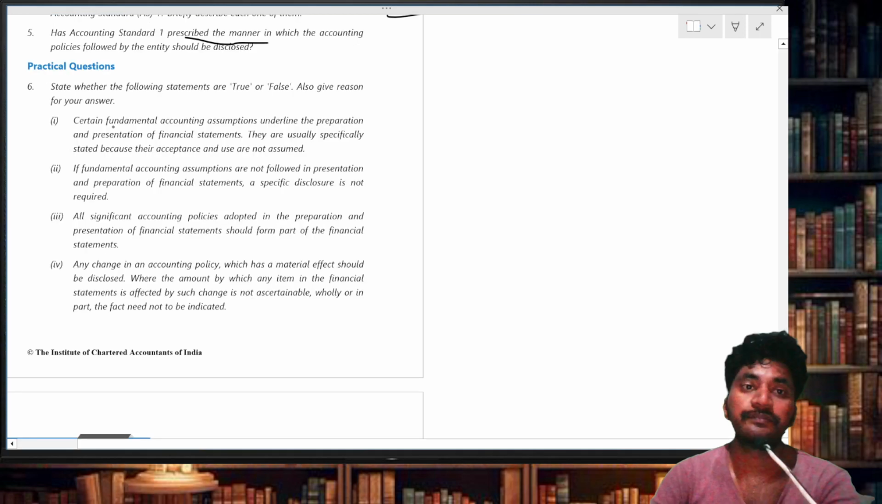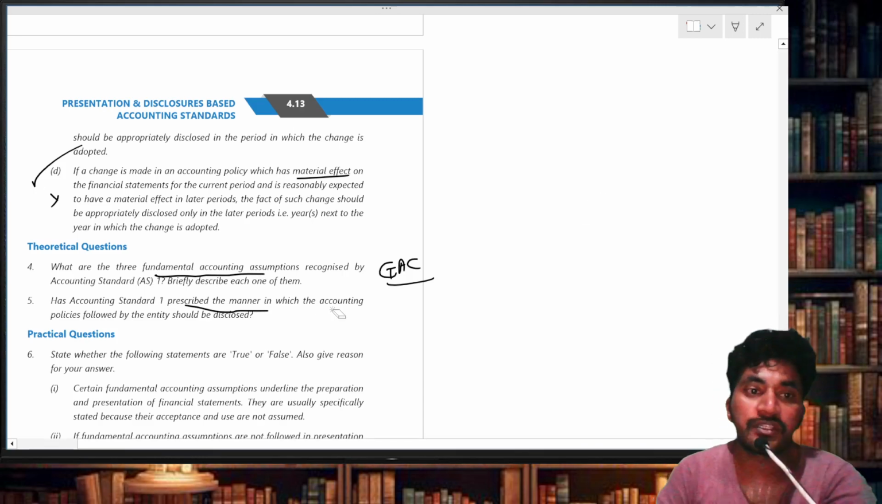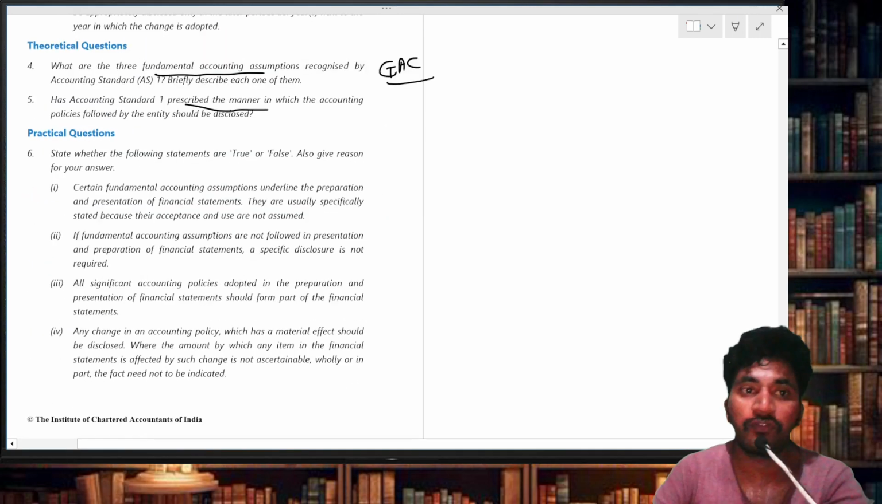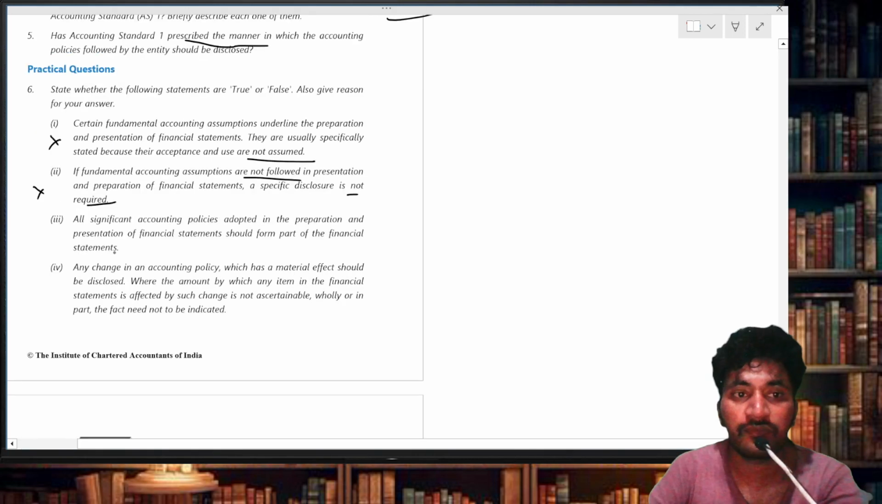Seventh. State whether the following statements are true or false. Give reasons for your answer. Certain fundamental accounting assumptions underlying the preparation of financial statements, if not followed, the fact need not be disclosed. False. All significant accounting policies adopted in the preparation and presentation of financial statements should form part of the financial statements. True.